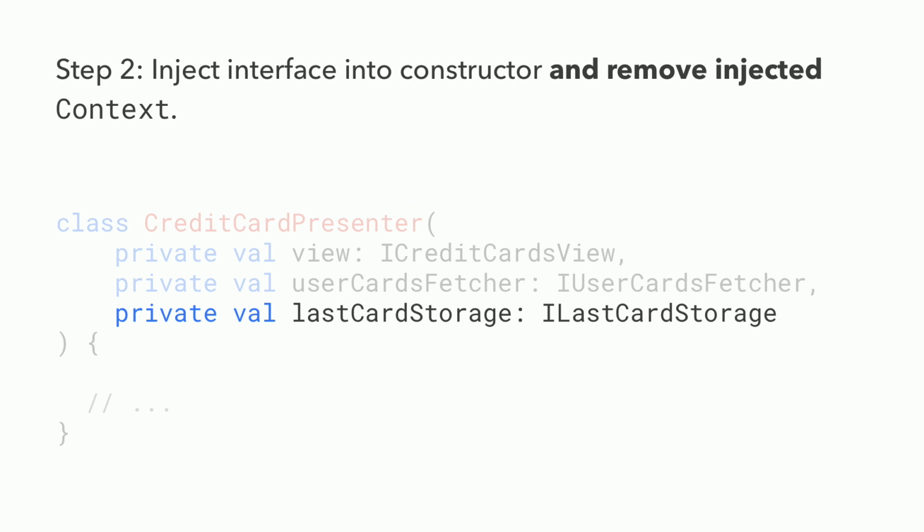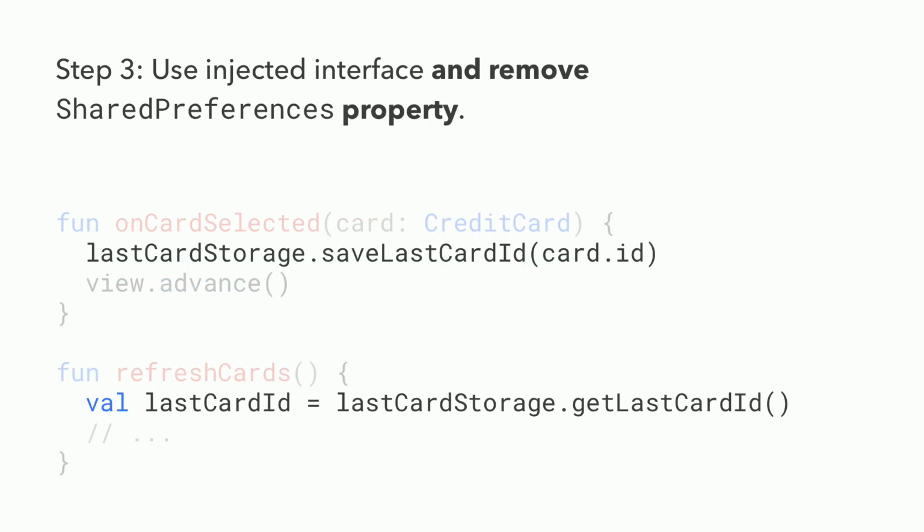So step two, we're going to inject that into our constructor, and in this case, we have an additional step, which is to strip out that context that we're no longer needing. We're not going to use the context to create shared preferences. We're going to give it a fully formed thing for saving and loading credit card IDs. Step three is to use that injected interface and remove the old shared preferences that we were keeping inside our class. So here now in refreshCards, we can simply call lastCardStorage.getLastCardID. And when we're saving, we can call lastCardStorage.saveLastCardID. It's much more communicative what's happening here.